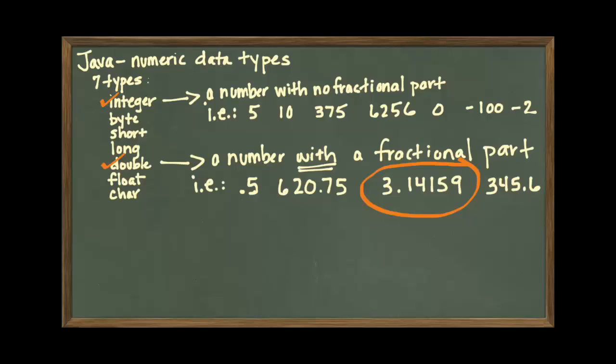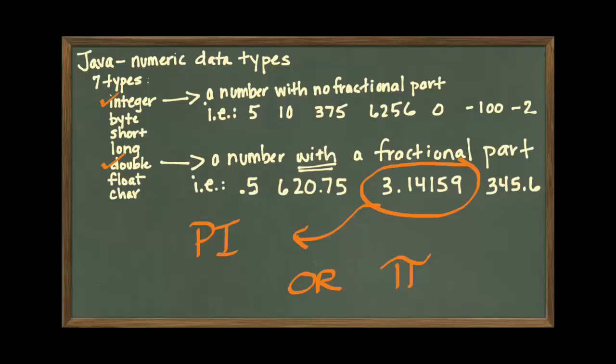It's actually a very special number in mathematics, and if you said pi, you are absolutely correct. And it's out to the 5 decimal points. Pi, as we know, goes on infinitely. So when you want to use pi, if you're trying to find the area of a circle, or the circumference of a circle, you would want to make sure that you use a variable that can contain a fractional part, or use a variable that has a data type of double.